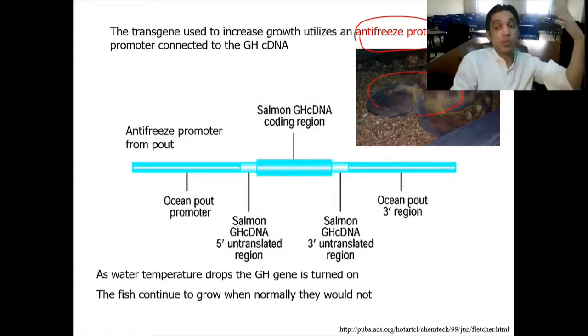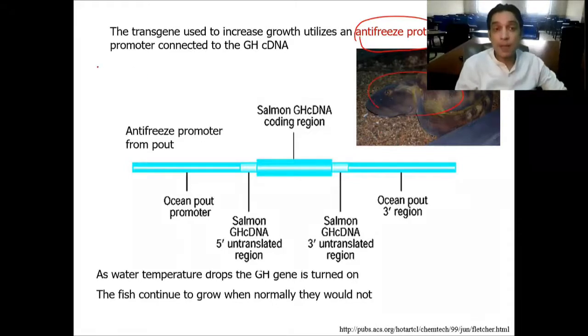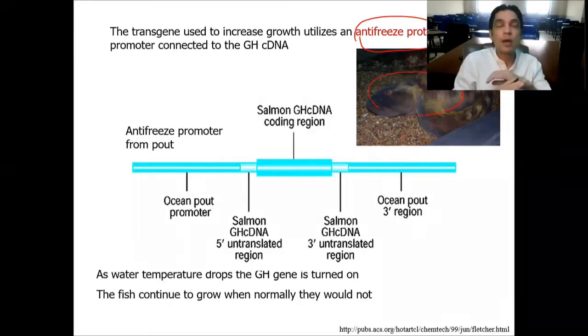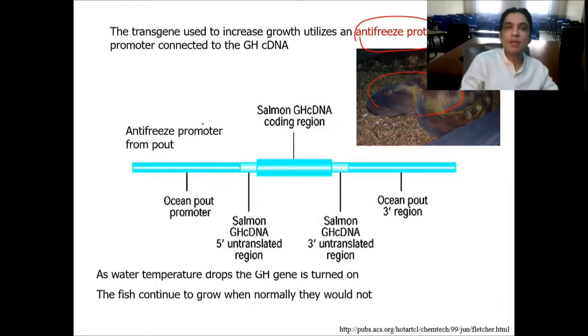First, understand the story behind that experiment. Naturally, fish do not grow equally at the same rate in all seasons. They usually grow in the summers, and during the winters, when temperatures go down, they do not grow at that time. Their size stays the same. So what does that mean?